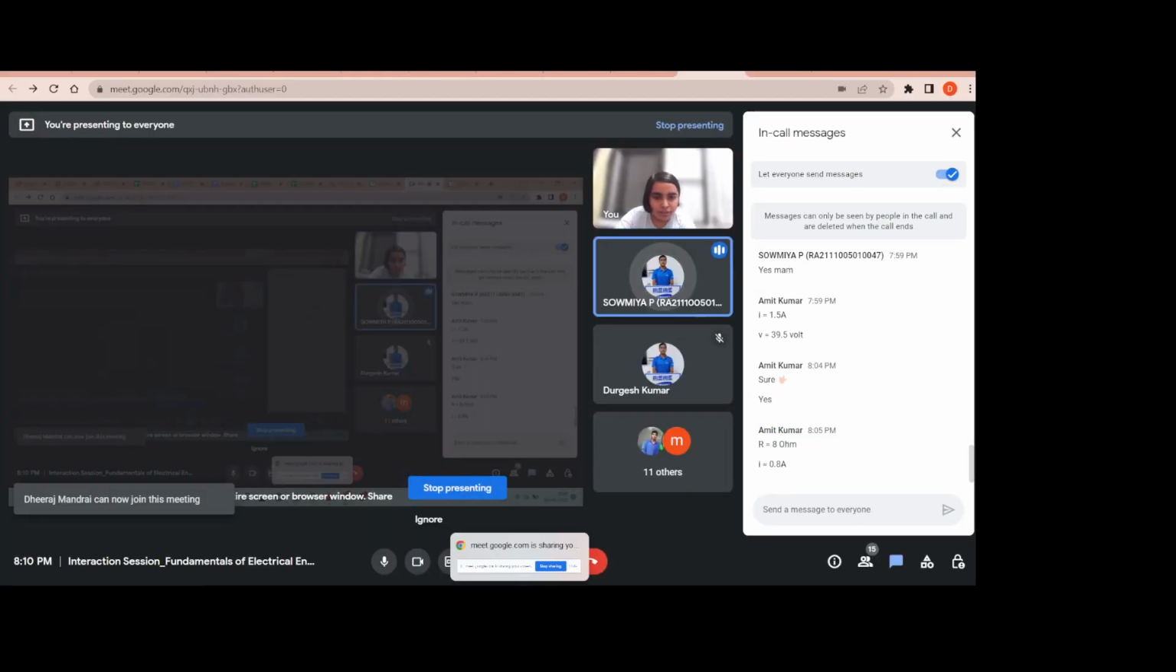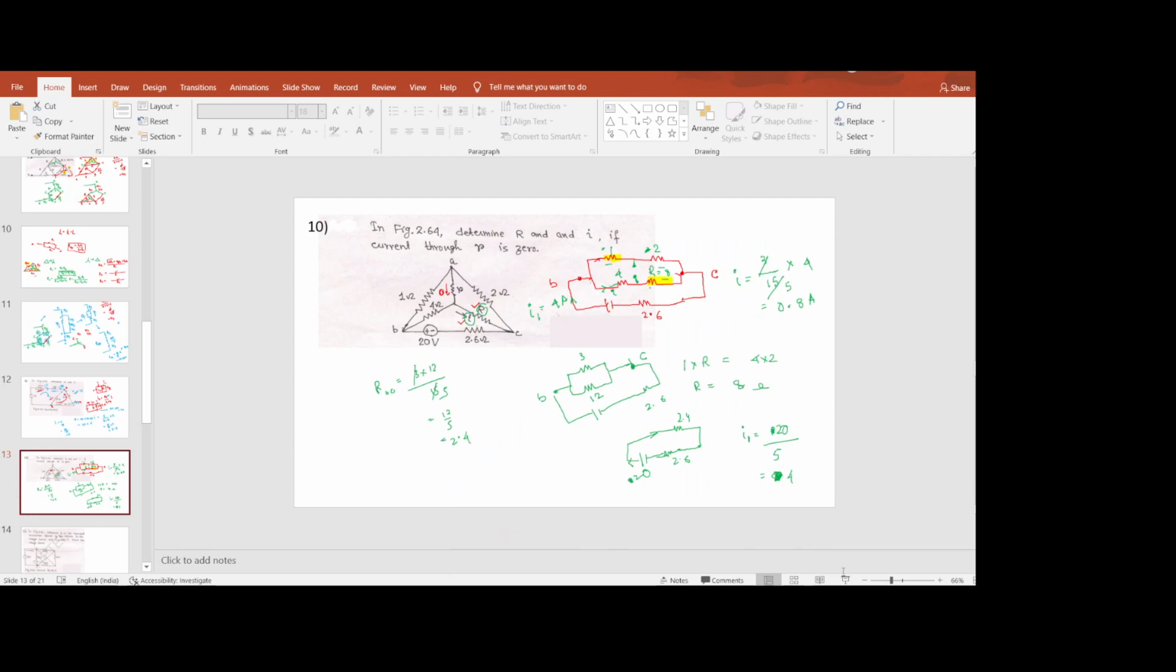Ma'am, can you explain that? Yeah, which part? I equal to 0.8 ampere. How? Okay, that part. You have been taught the current divider rule. Suppose there is a resistance in parallel with another resistance. This is R1, this is R2. And if I amount of current is flowing through it, you can use KCL and solve this, or you can use the current divider rule. Suppose this is I2 and this is I1.